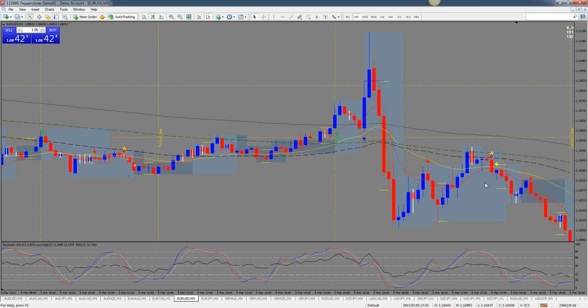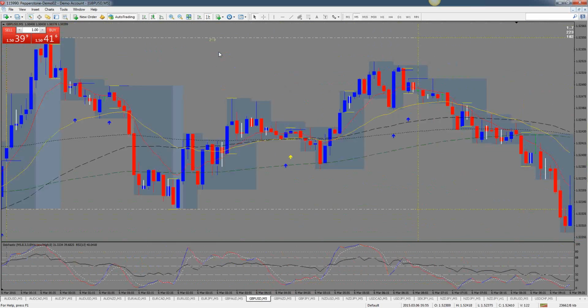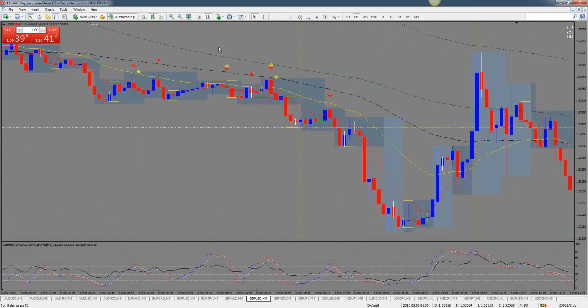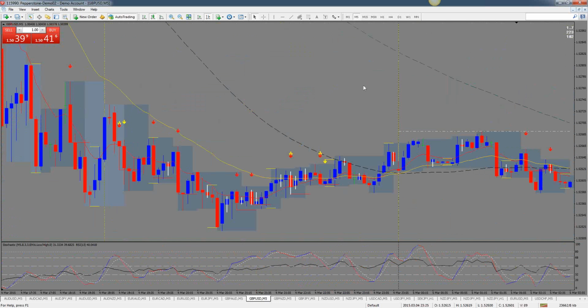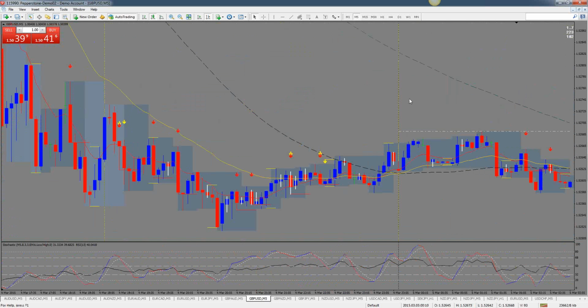Any other pairs you want me to look at? Pound dollar. All right, let's go to the pound dollar. And let's shut this off. And let's go back. And refresh. That's midnight there.